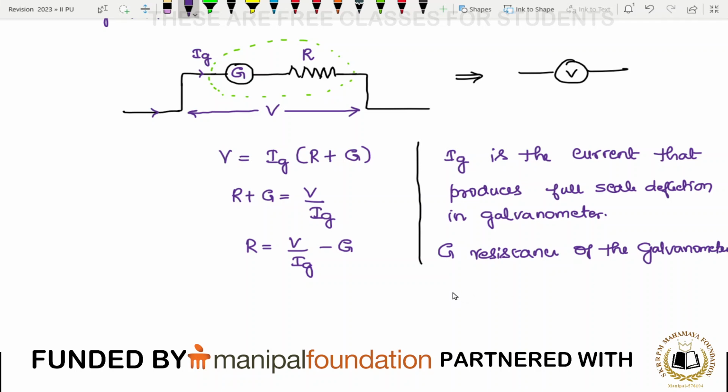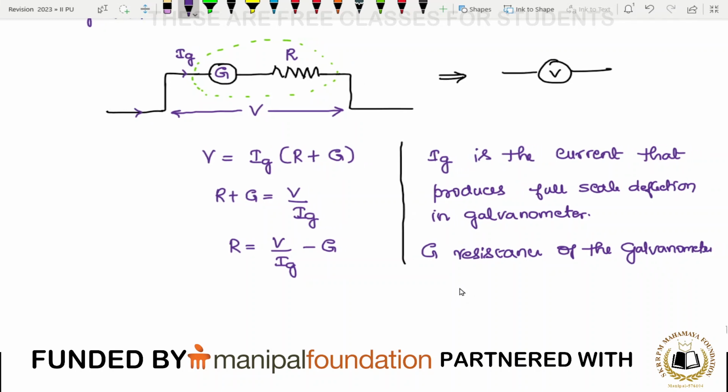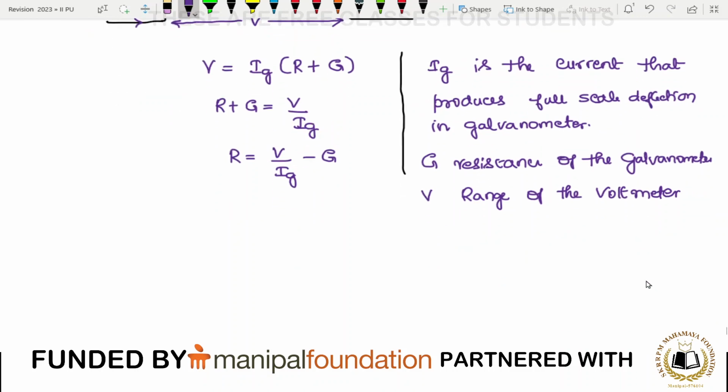G, resistance of the galvanometer. What is V? Range of the voltmeter. V, range of the voltmeter. R, resistance connected in... Resistance, sorry, R is the high resistance connected in series to the galvanometer.